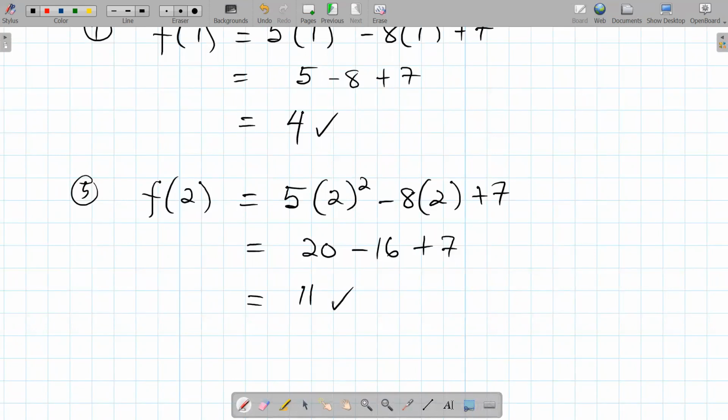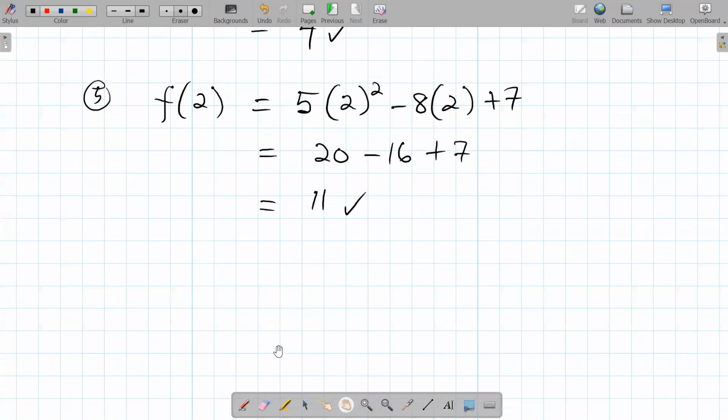And now I'm done. So that is how we evaluate functions easily. Again, you got to be given the input, the value of the independent variable, plug it back into the given function, replace it, use your calculator, and evaluate. Simple as that. Let's do one more example.